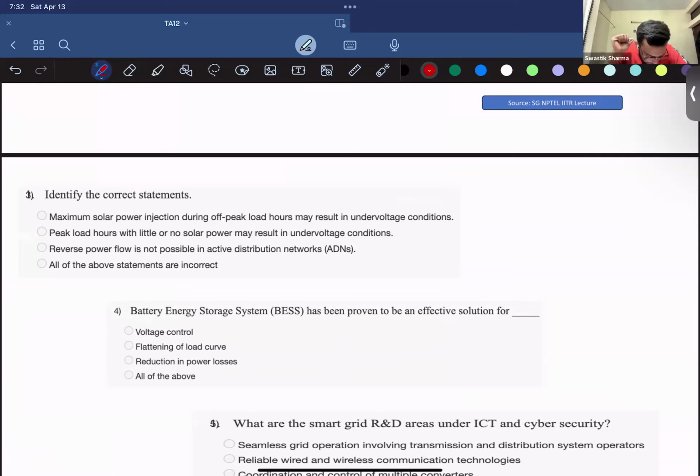So we have to identify the correct statements out of the 3 or 4 statements. Okay, someone said B. So we have: maximum solar power injection during off-peak load hours may result in under voltage conditions. Off-peak load hours, no, this is wrong. Then we have peak load hours, which may result in under voltage. This is true. So we got our answer, right? And reverse power flow is not possible, false.